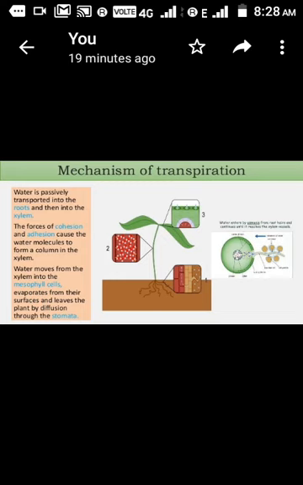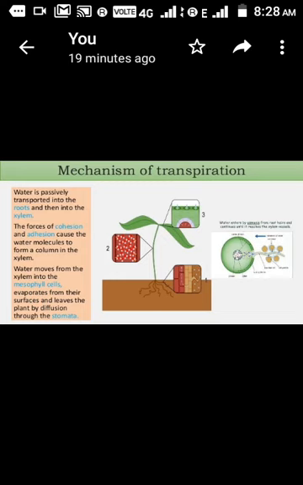Students, as you can see in the diagram, there are 3 points. There is a plant in soil: first step, second step and third step. There are 3 basic steps of transpiration. Okay, the first one is the interaction of water with the root. Students, I have already explained that there is a particular water known as capillary water that is going to be absorbed by plant roots.